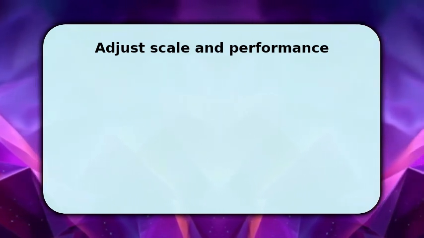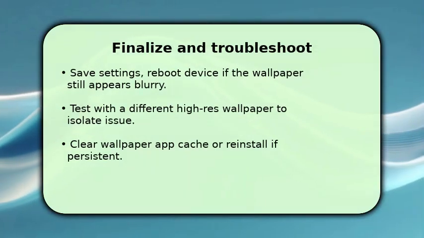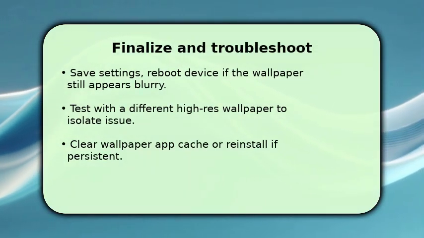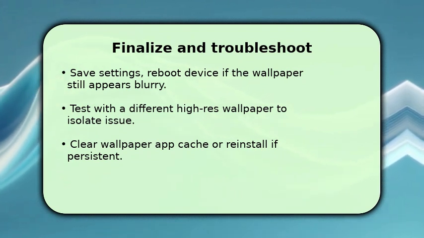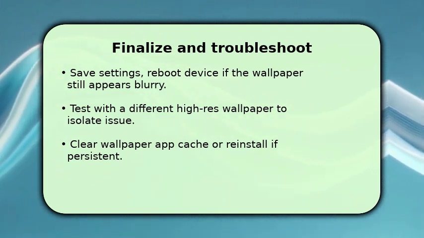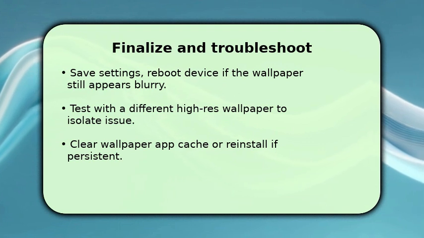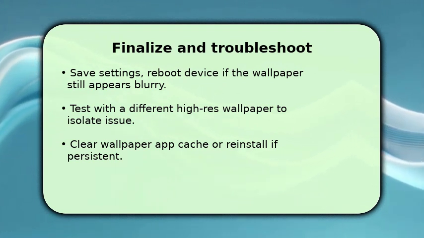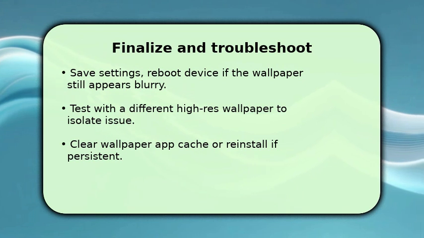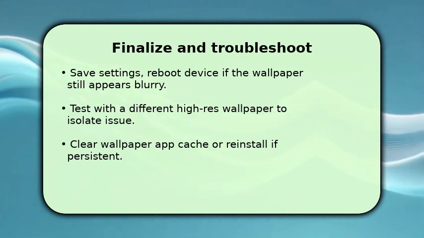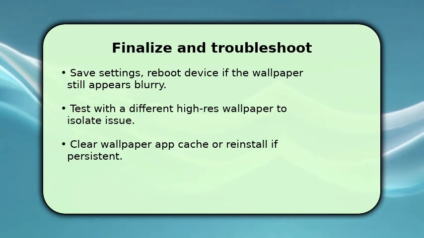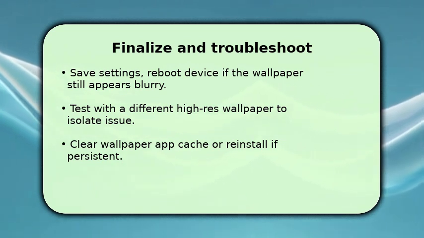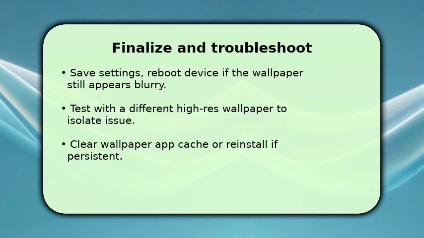Finish by saving your wallpaper settings and applying the live wallpaper to the lock or home screen, then inspect it in normal use. If it still looks blurry, reboot the device to clear any cached low-res thumbnails. If problems persist, test another confirmed high-res live wallpaper to determine if the asset or the app is at fault. Make sure to clear the wallpaper app cache or reinstall the wallpaper app as a final step. This often fixes stubborn downscaling or rendering bugs.